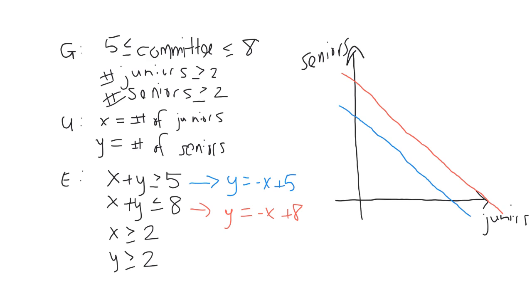And the last 2 inequalities would be a vertical line where x has to be greater than or equal to 2. And y has to be greater than or equal to 2 as well.